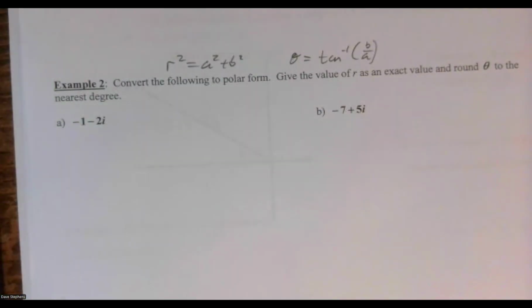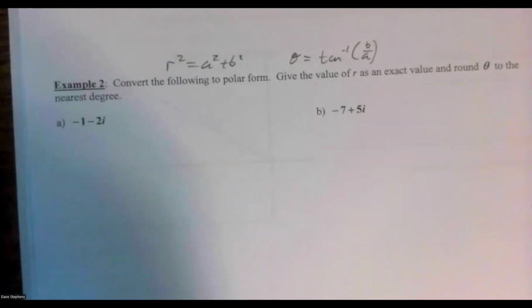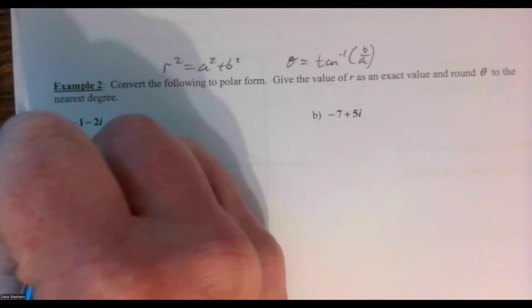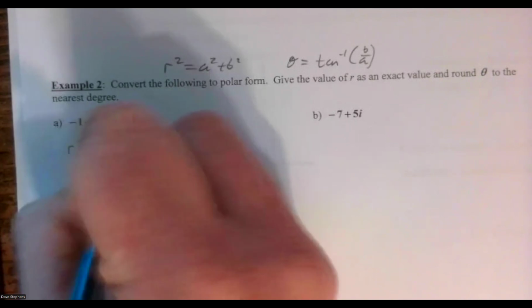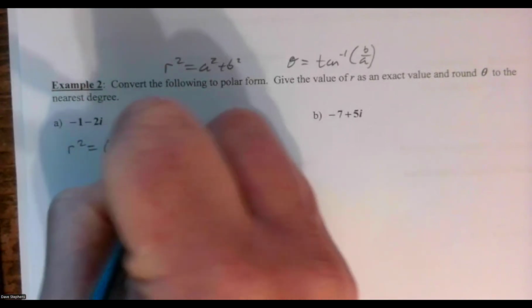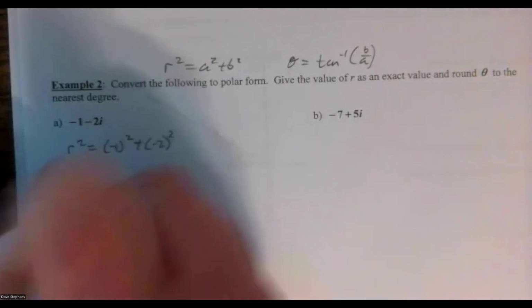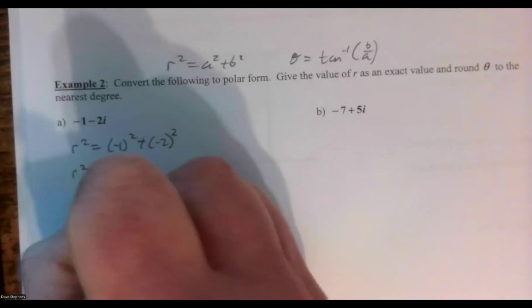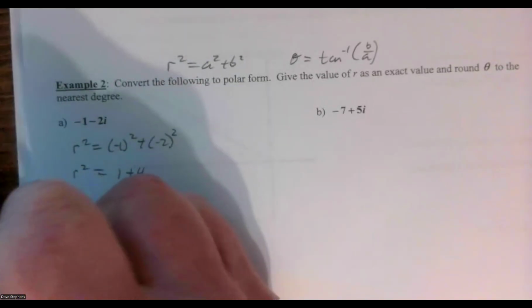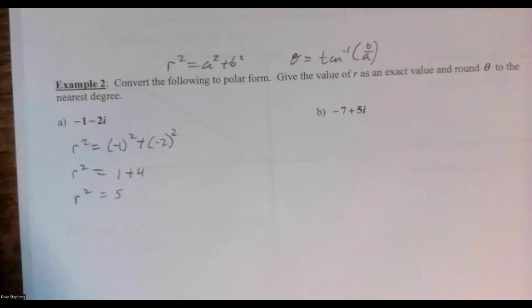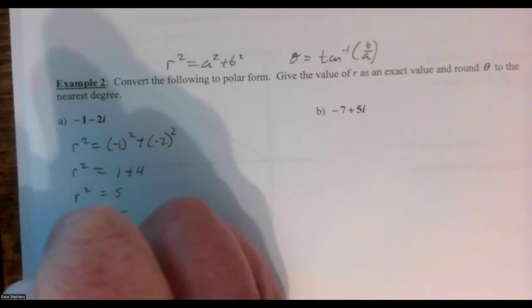All right, so we get the first one here. Starting with our r squared is equal to -1 squared plus -2 squared. So r squared is equal to 1 plus 4. R squared is equal to 5. So r is equal to the square root of 5.